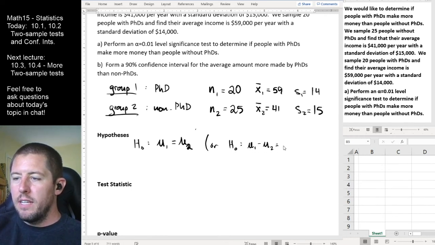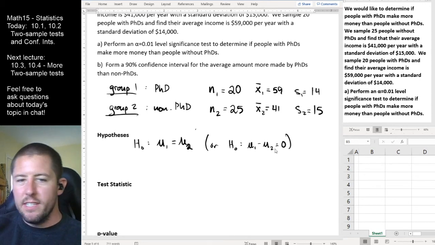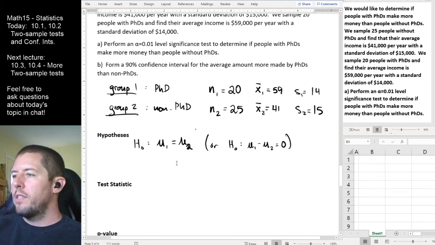This is, in a sense, almost truly our statement of no difference, because this is the difference, and the difference is none right there, right? So either way that you want to phrase that is acceptable. So let's reread the problem here.